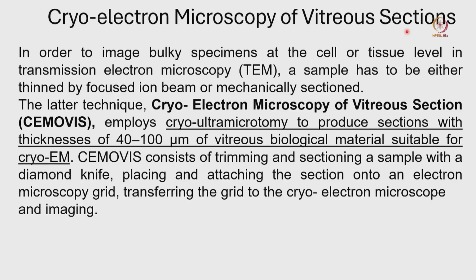Last class we discussed high pressure freezing, or self pressurized rapid freezing, and at that time I also talked about cryo-electron microscopy of vitreous sections, how we can do that, which we are going to discuss now. In order to image bulky specimens at the cell or the tissue level in the transmission electron microscope, the sample has to be either thinned by focused ion beam or mechanically sectioned.